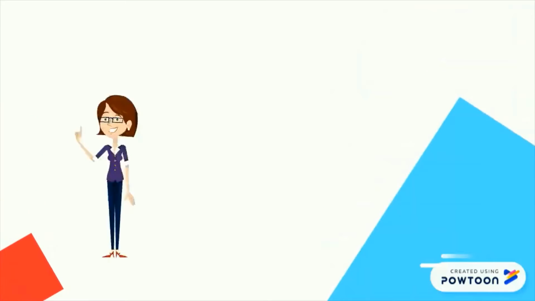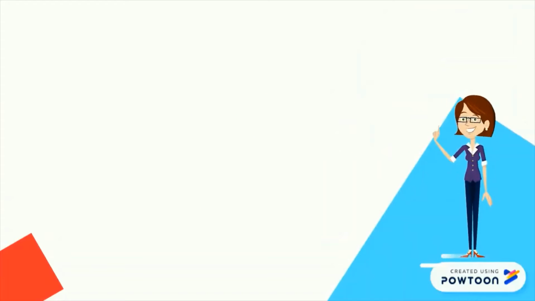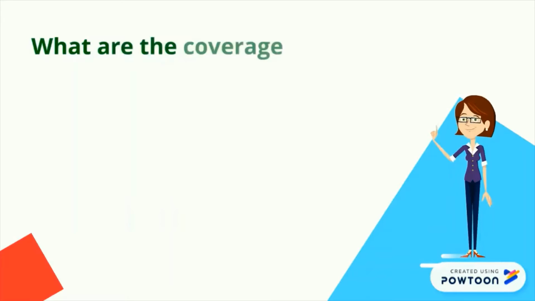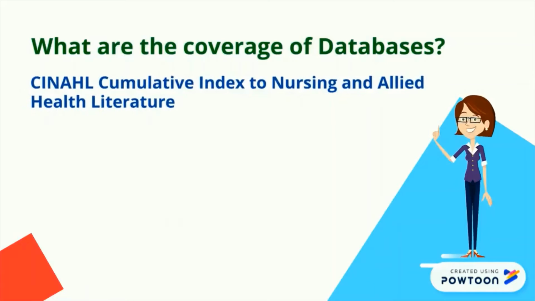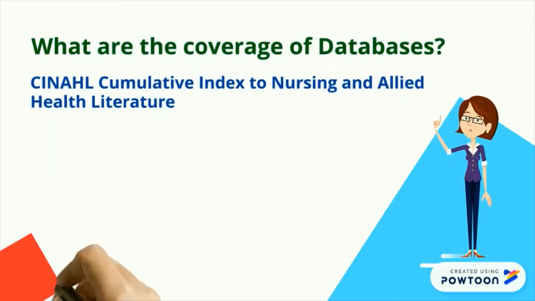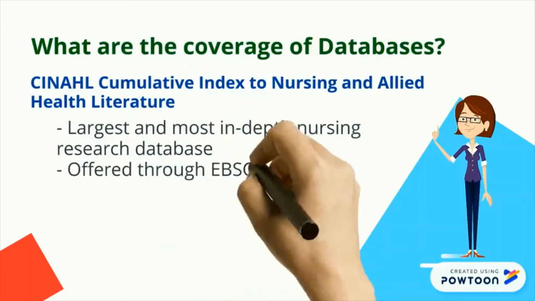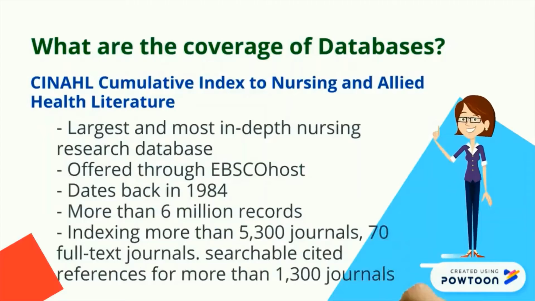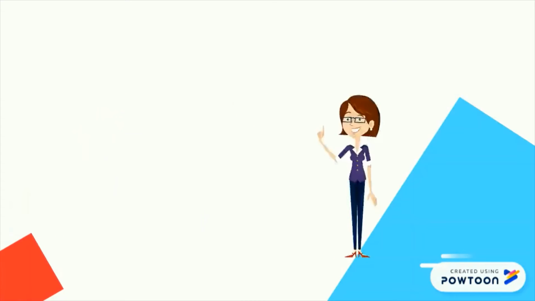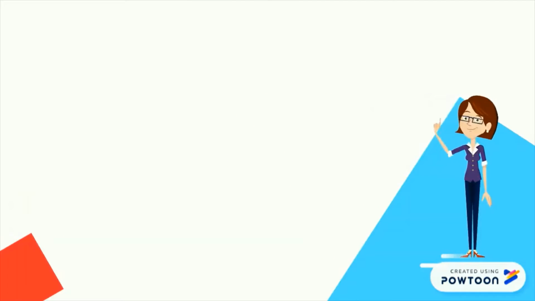If you're a health researcher, these are electronic databases to consider. One is CINAHL, which stands for Cumulative Index to Nursing and Allied Health Literature. It is the largest and most in-depth nursing research database offered through EBSCOhost, dating back to 1984, with more than 6 million records, indexing for more than 5,300 journals, 70 full-text journals, and searchable cited references for more than 1,300 journals.